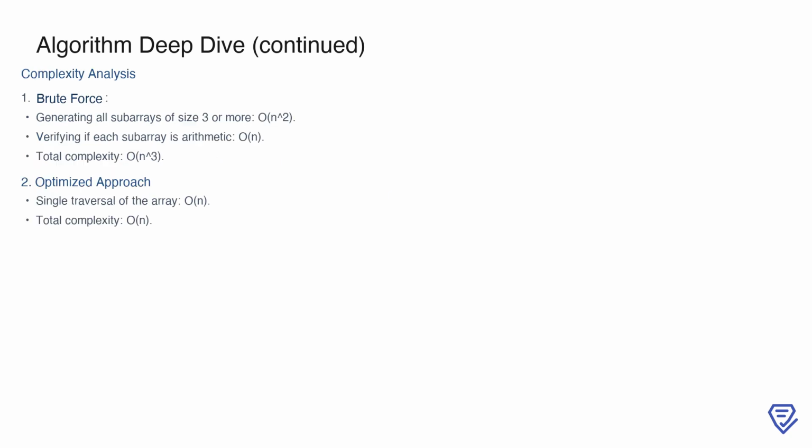Now, let's analyze the time complexity of the two approaches. For the brute force method, generating all subarrays of size 3 or more requires n^2 operations, and verifying whether each subarray is arithmetic takes an additional n time. This results in a total time complexity of n^3, which is impractical for large arrays. On the other hand, the optimized approach only requires a single traversal of the array, making it n. This dramatic improvement is achieved by dynamically extending and counting valid subarrays instead of rechecking overlapping elements. Thus, the optimized approach is far more efficient and scalable.